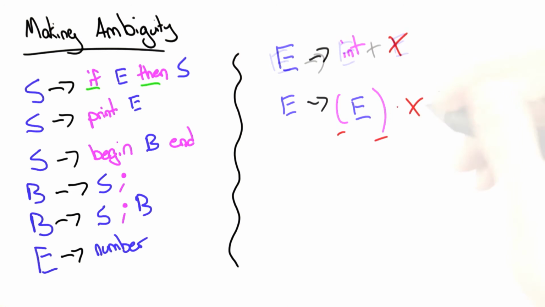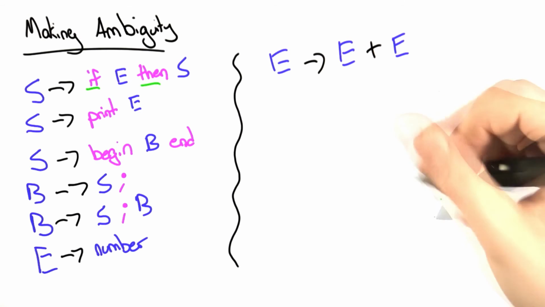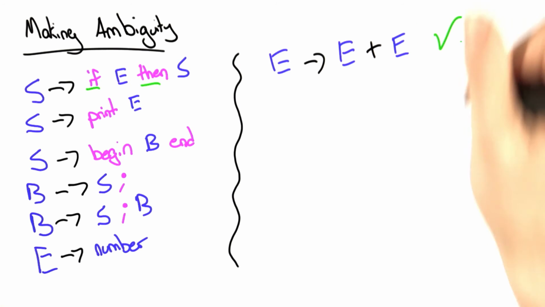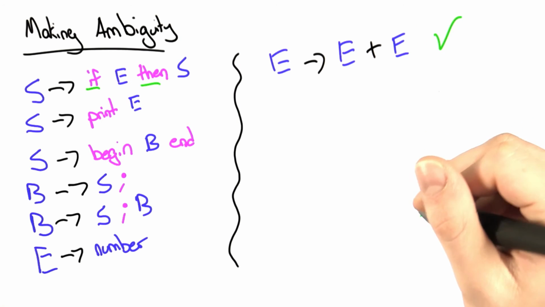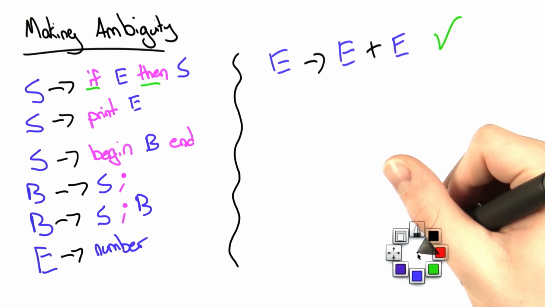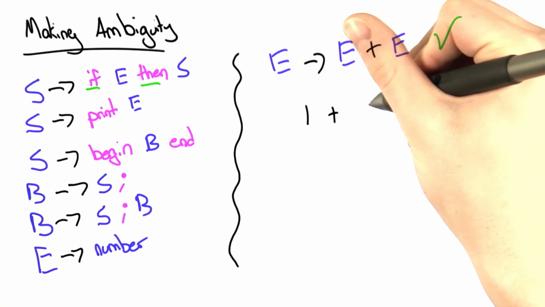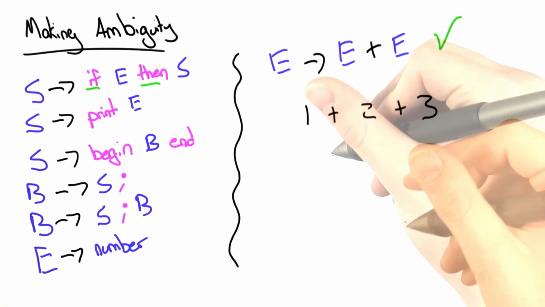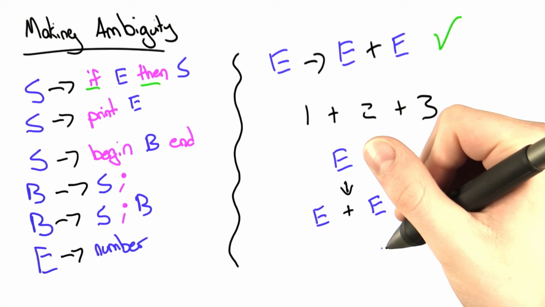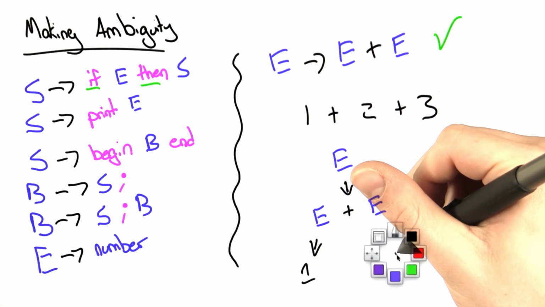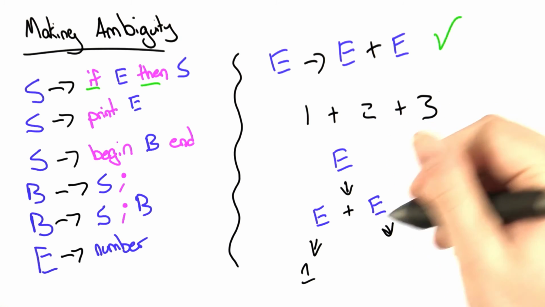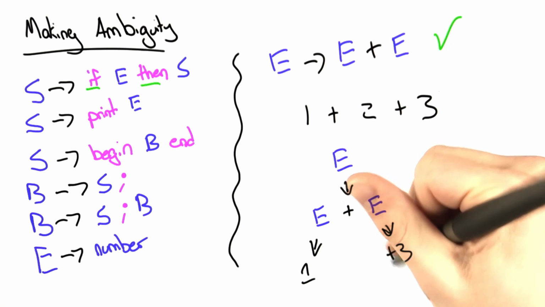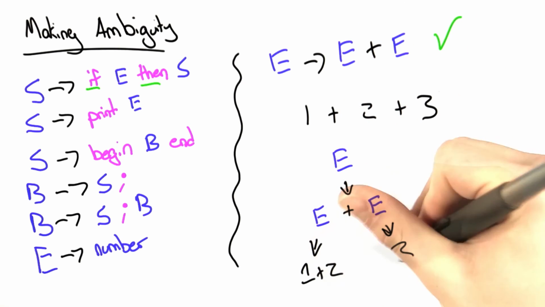Let's go on to the last one. So this should look familiar, and I believe we went over this in lecture, something very similar to this, and this is definitely ambiguous. And I'll come up with one example. Say we have 1 plus 2 plus 3. We can do this in two ways. We have E goes to E plus E, goes to 1, and this eventually goes to 2 plus 3. An alternative way is that we have the 2 on the left-hand side, and then we have the 3.